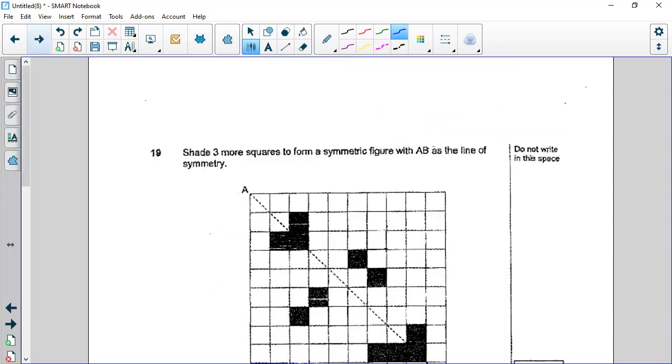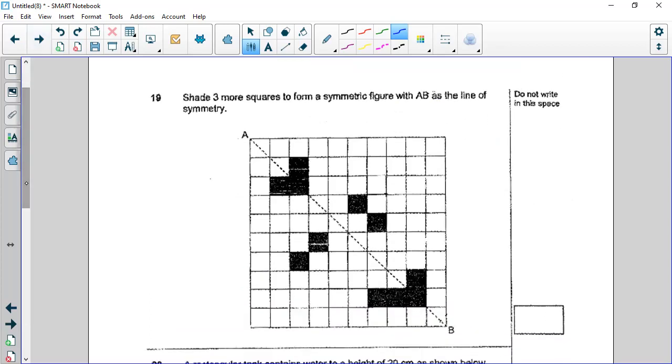Shade 3 more squares to form a symmetric figure. So where are the 3 squares? Now you have to turn the paper until the symmetry line, the dotted line, is facing you vertically, then it is easier to compare, easier to see left and right. So look at the symmetry, look at the figure.